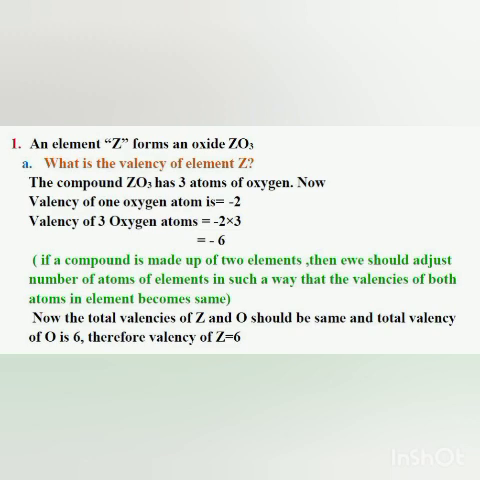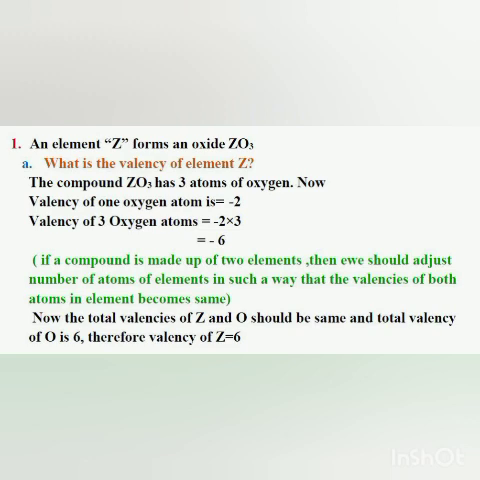So element Z, atom Z, should also have a valency of 6. Now what we have to do? We have to make the valency of Z 6 so that both the valencies are the same. I hope it is clear to you now, all of you. So here the total valency of Z and oxygen should be the same, and the total valency of oxygen is 6, therefore the valency of Z is also 6. Is it clear to all of you?